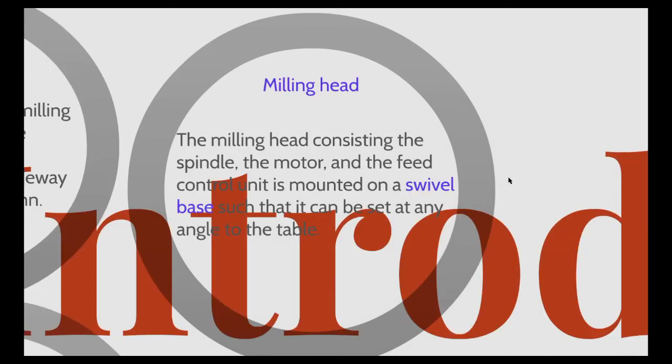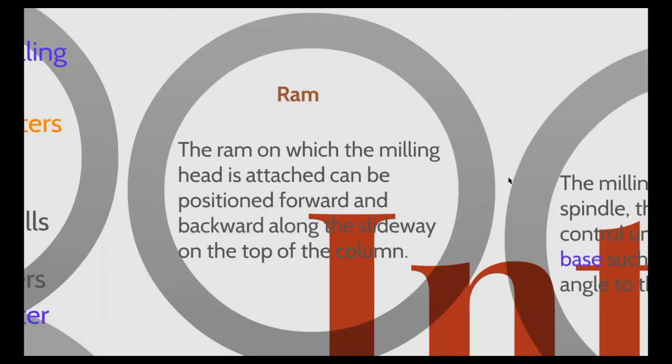Milling head. It is the upper part of the milling machines. The milling head, consisting of the spindle, the motor, and the feed control unit, is mounted on a swivel base such that it can be set at an angle to the table. Ram. The ram on which the milling head is attached can be positioned forward and backward along the slideways on the top of the column. One end of the ram is attached to the column and the other end to the milling head.